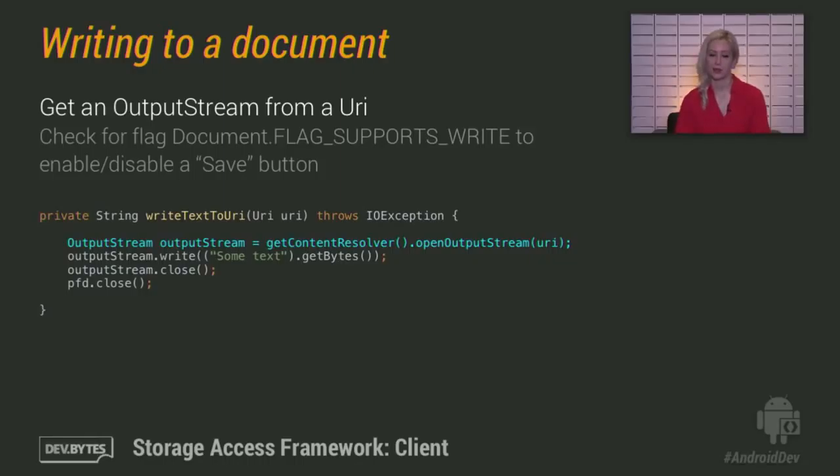So here's a new one. We weren't able to do this before. You can get an output stream from the Content Resolver. By default, it uses write mode. You want to ask for the least amount of access you need, so don't ask for read-write if all you need is write. When I'm done, I just let the document provider know I'm done by closing the stream, which you have to do anyway. Simple.